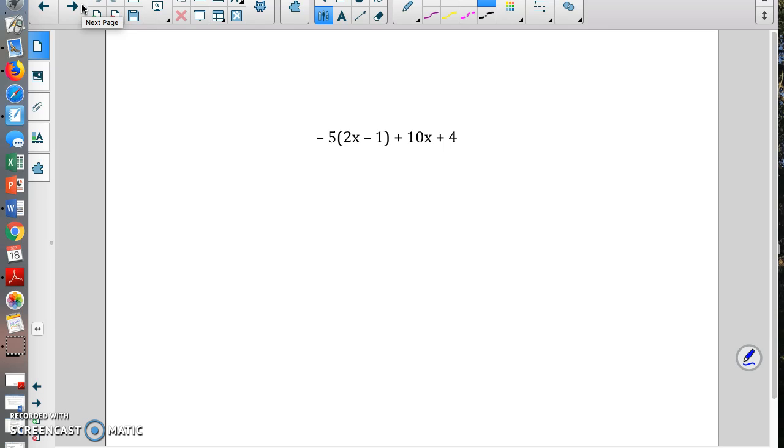So when you distribute this negative 5, because you know you have to distribute that because there's parentheses there, negative 5 times positive 2x is negative 10x. Negative 5 times negative 1 is positive 5. And then we bring everything else down.